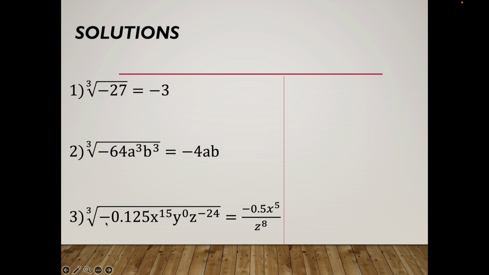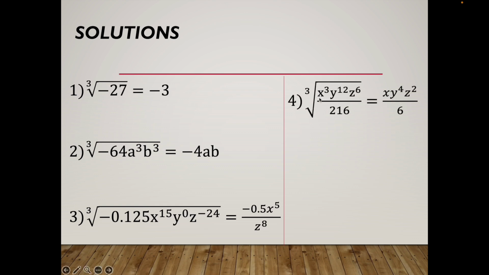In my third example, I'm going to cube root the -0.125 to give me -0.5. And I'm going to multiply my exponents on my variables by 1/3 or divide by 3. It's the same thing. So I get x to the 5 when I divide this by 3, it stays on the top. Y to the 0 is equal to 1, so it just kind of goes away. And my -24 on the z is either going to be multiplied by 1/3 or divided by 3. But I do get a -8 on the top, so I do need to bring it to the bottom, so it becomes z to the 8.